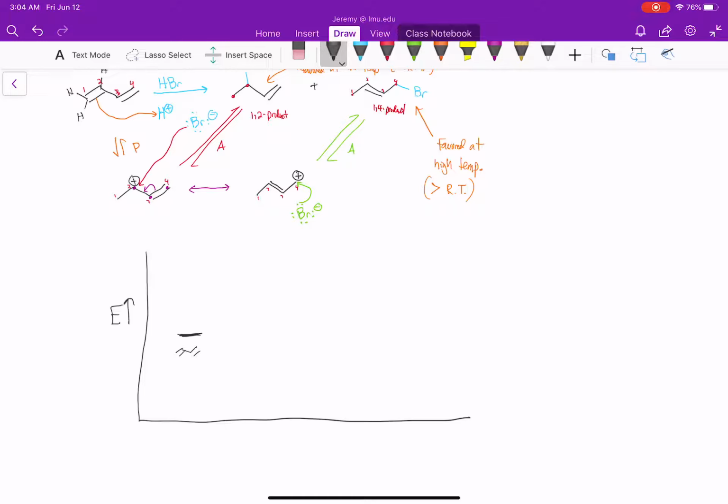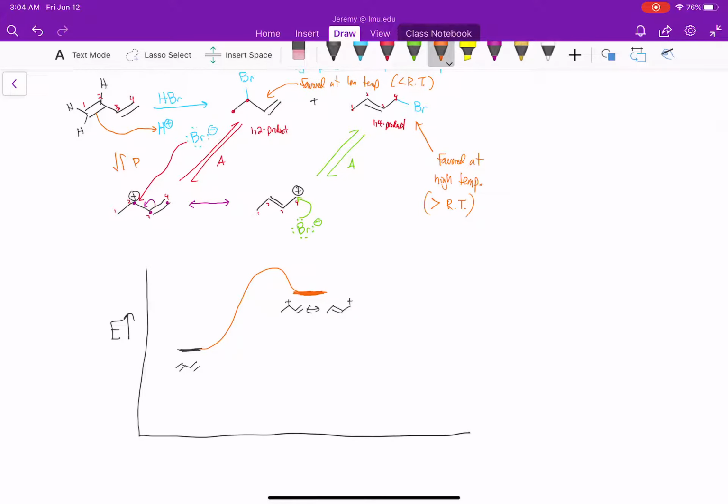I'm going to start with my initial reactant. There's my alkene. There are 2 steps, so we can protonate. This now is the 2 resonance structures that we can draw. So this is 1 intermediate, represented by 2 resonance structures, and then there are 2 paths that we can go.